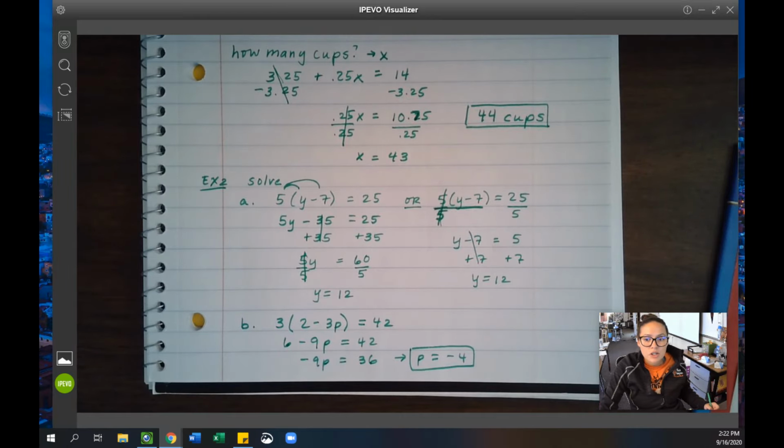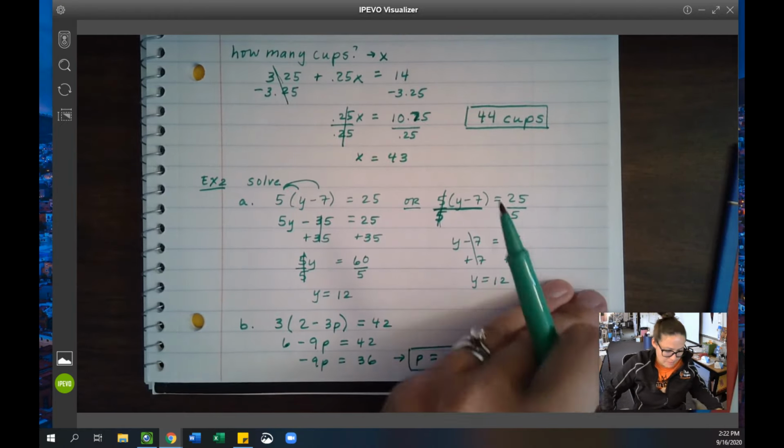All right, you should have gotten p equals negative 4. If you didn't get p equals negative 4, go back and try it again. If you're still confused, make sure you ask about example 2 next class time. All right, moving on.